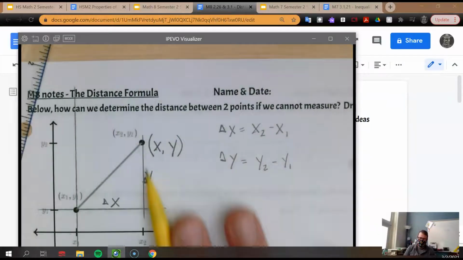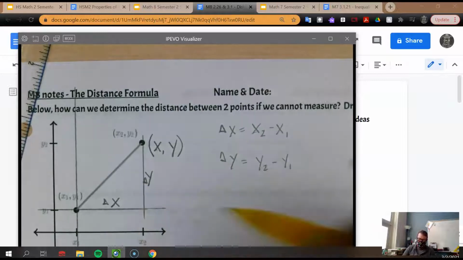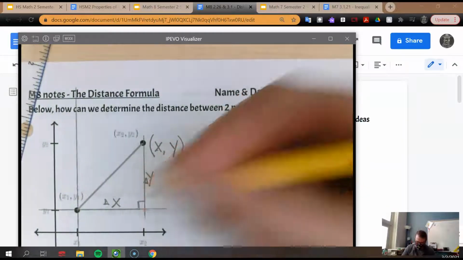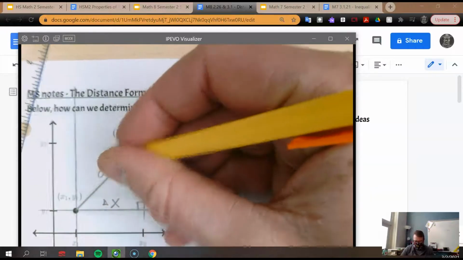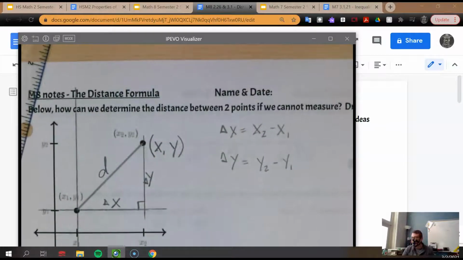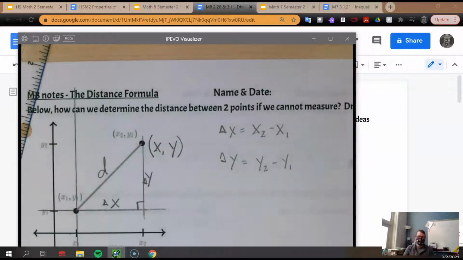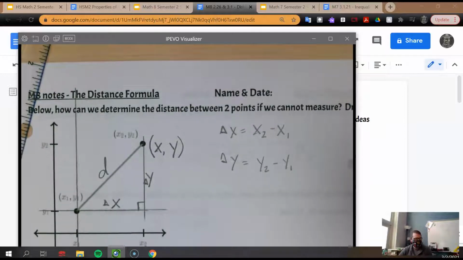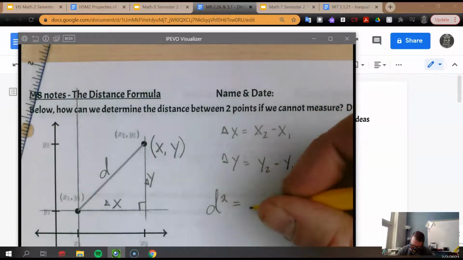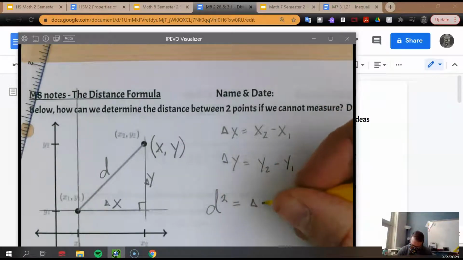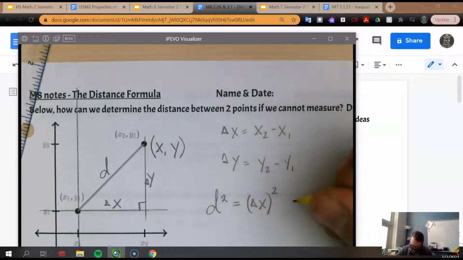Now, if we've been allowed to set this up, we know that the horizontal and the vertical form a right angle, meaning that this diagonal, well, that's really like our what? Yeah, it's our hypotenuse. So we could say that d squared will equal the delta x squared plus the delta y squared.